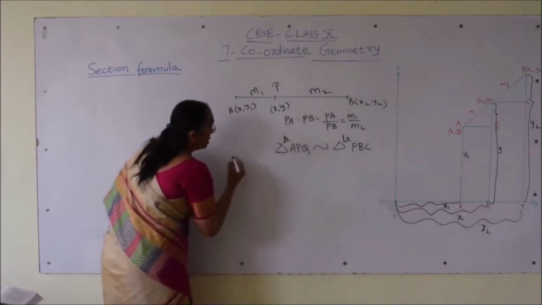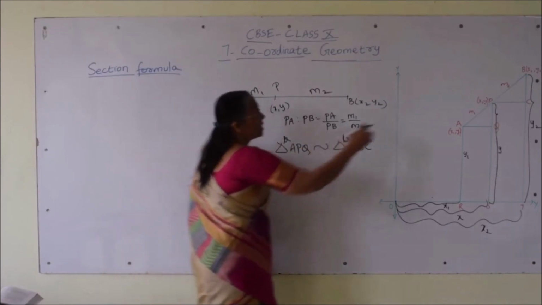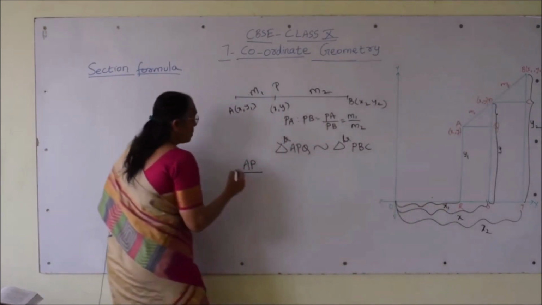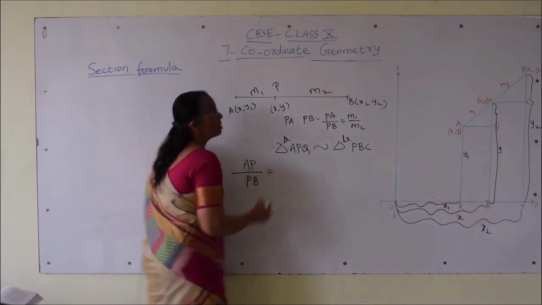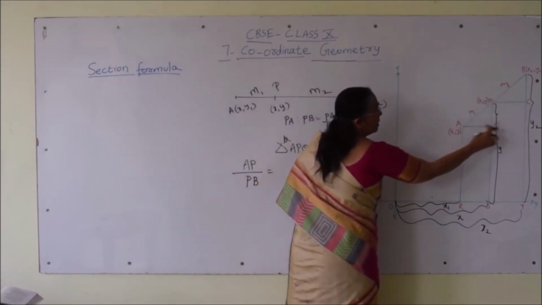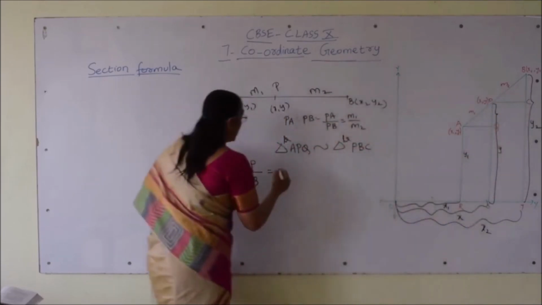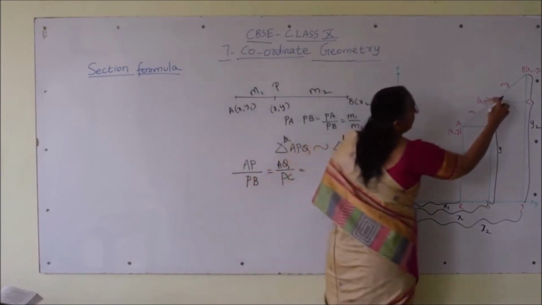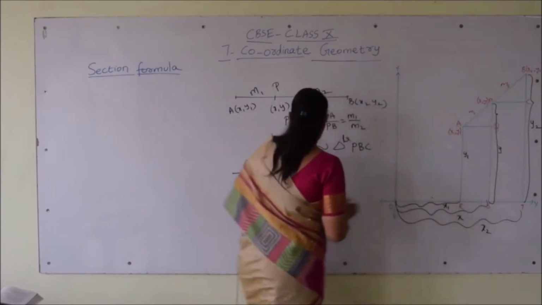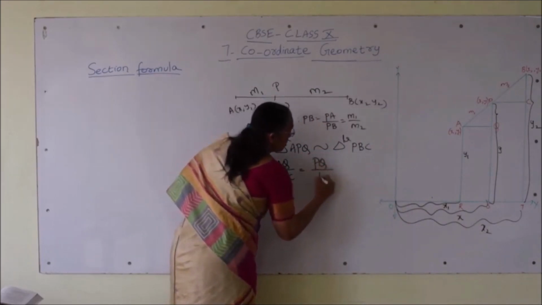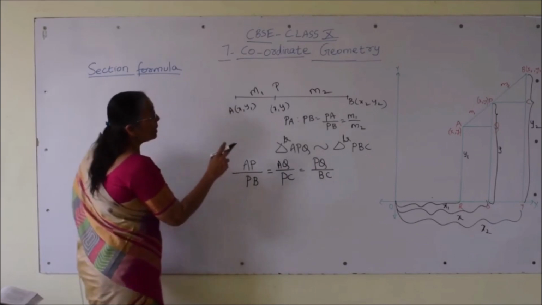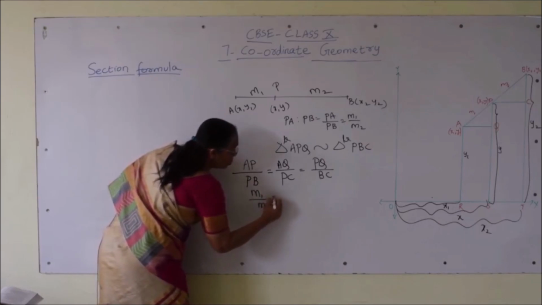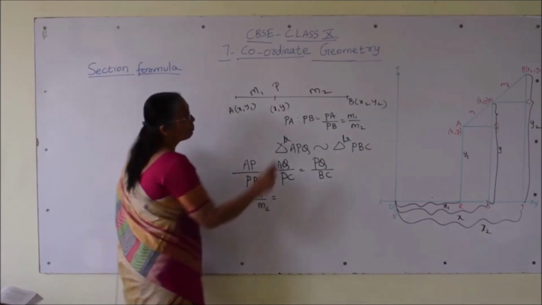AP is this side for the triangle APQ, so I write PB. AP divided by PB is equal to AQ by PC, which is equal to PQ by BC. Now, what is AP? AP is nothing but m1 and PB is m2. So m1 by m2 is equal to AQ by PC, equal to PQ by BC.